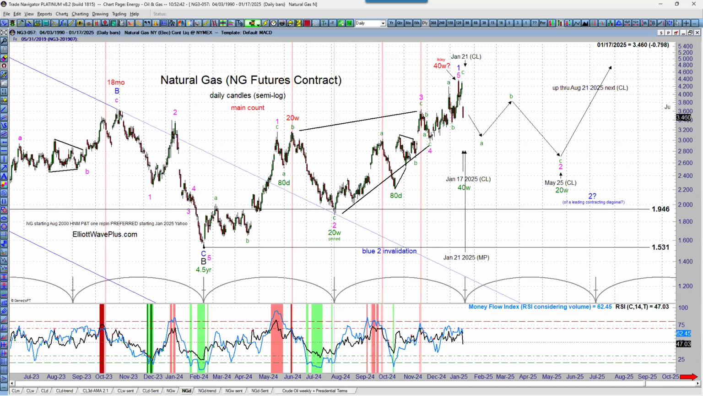And last week I showed you some fairly confused, I think, Hurst cycle analysis on nat gas. And I'm going to show you the current Hurst on nat gas now. So this is NG starting August 2000, Hurst nominal model, peaks and troughs. One repin started Jan 2025. Okay, and the repin it's going to give us is this 20-week right here.